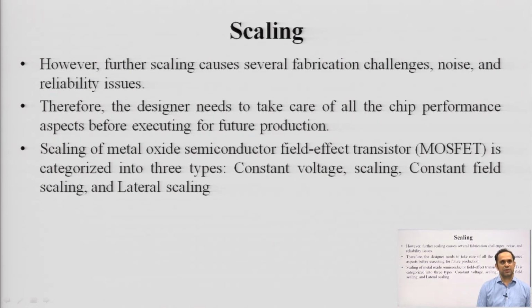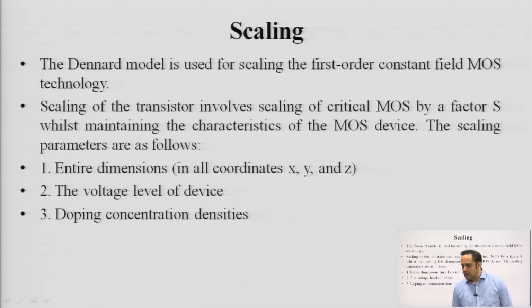Scaling of the MOSFET, or metal oxide semiconductor field effect transistor, is generally categorized into 3 types: constant voltage scaling, constant field scaling, and lateral scaling. There is a common model known as the Dennard model, which is used for scaling first order constant field MOS technology. Scaling of the transistor involves scaling of critical MOS dimensions by a factor commonly known as S, while keeping the other characteristics of the MOS device constant.